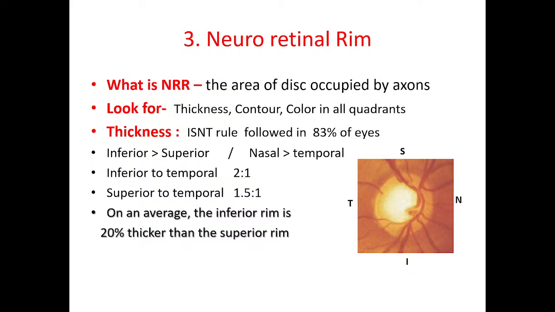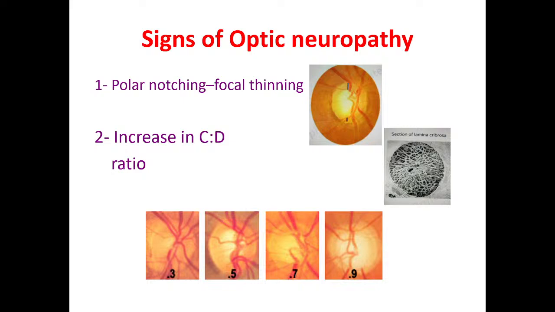Suppose the inferior is thicker and it becomes thinner than the superior, it means there is a loss of fibers here. So there is a thinning at the inferior pole, and we see corresponding changes in the field also. It's called polar notching. Can you see there is no rim here, it's a 0.9, almost the whole disc is occupied by the cup. This is a gradual increase in the ratio: 0.3, 0.5, 0.7, 0.9. So it's increasing with time, which means the patient is progressively losing his nerve fibers.